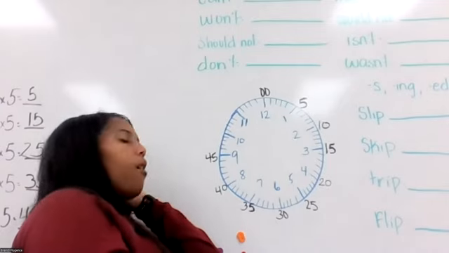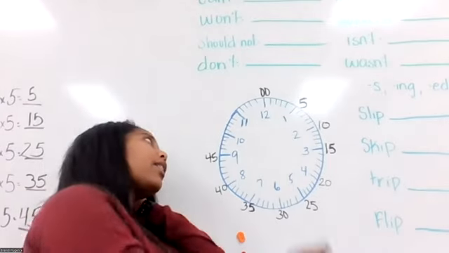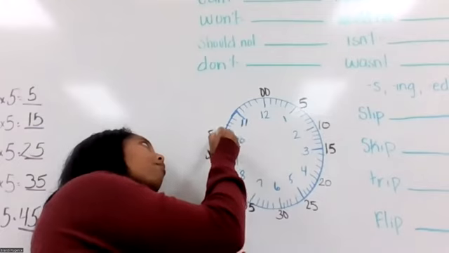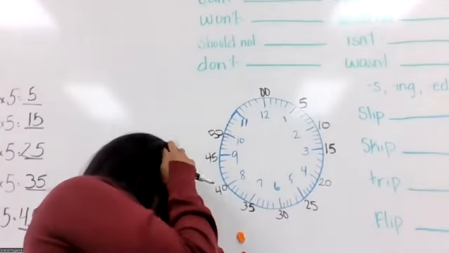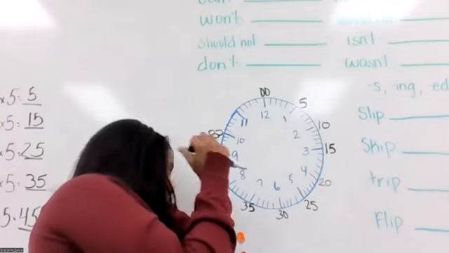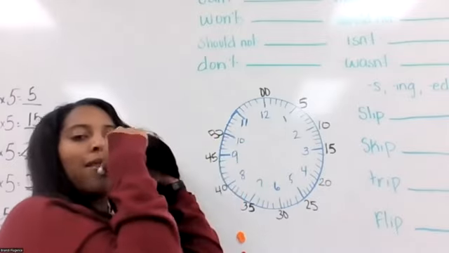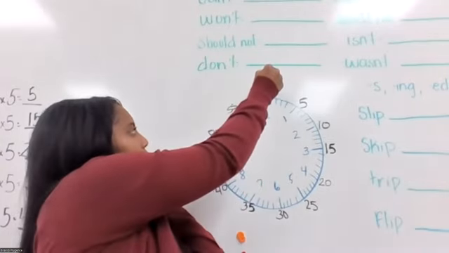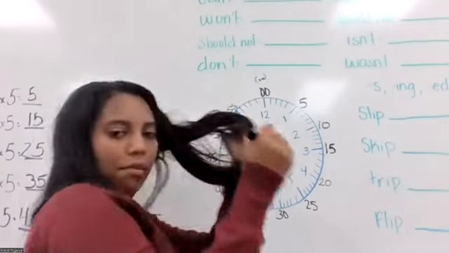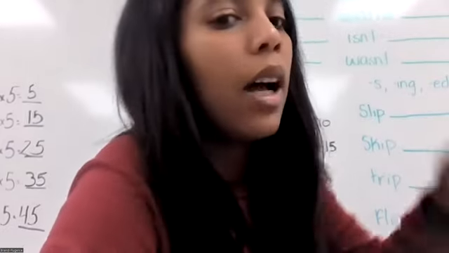Just one more to add. When I say 10, I'm actually saying 50. And when we say 11, we're actually saying 55. Okay, we have the clock filled in.